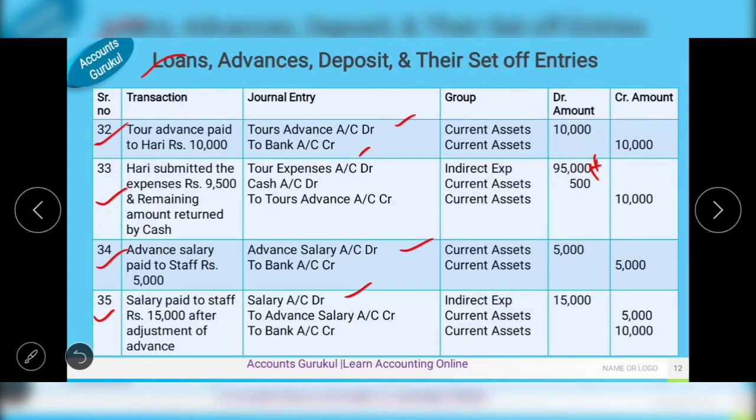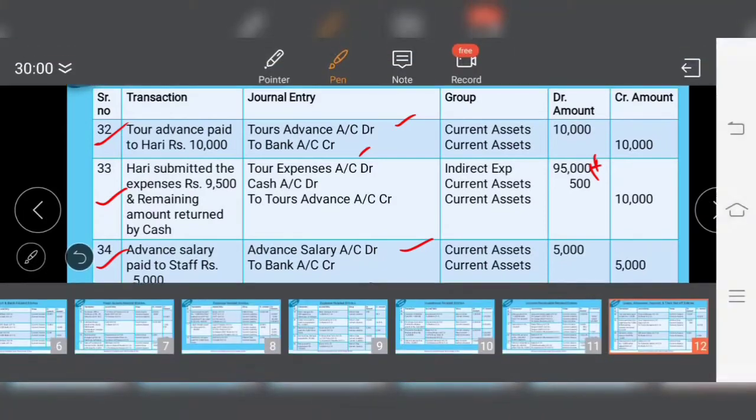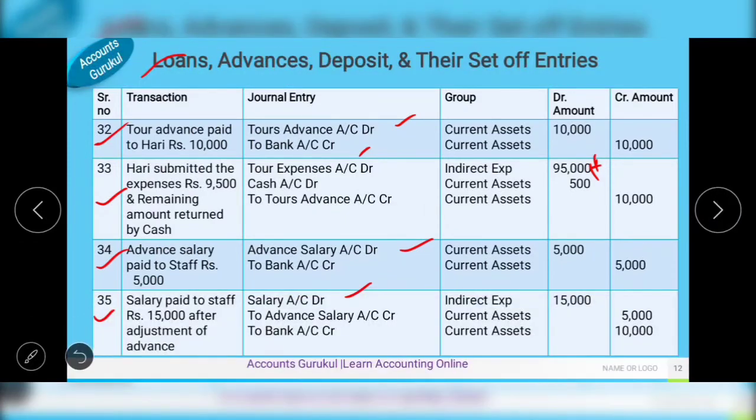Now we are adjusting against the actual payment, so we have to do the reversal of that. That's a 5,000 credit to advance salary, and bank account credit, because the actual cash going out of the bank is 10,000. So bank account credit is 10,000. So this entry we have to pass into the system after adjusting the advance.